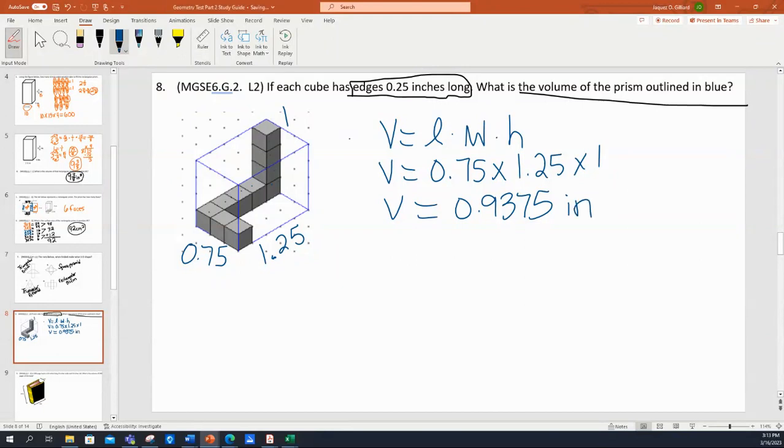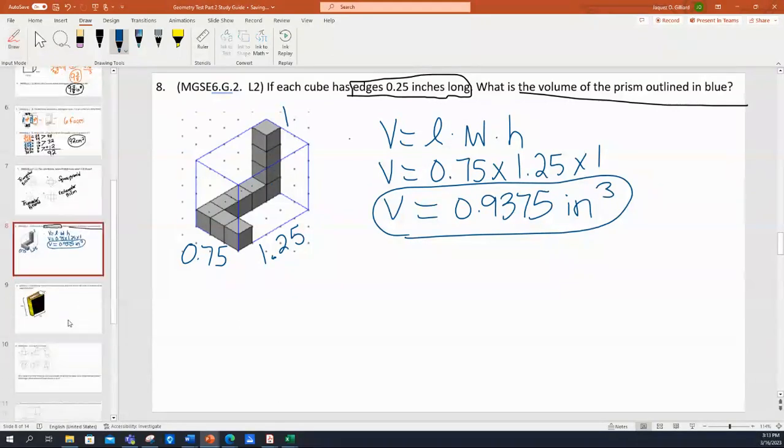And what are we going to make this, square or cube? That's right, cube, because we were finding the volume. Very good. All right, let's move right along to our next one. Ooh, this next one is going to be really fun.